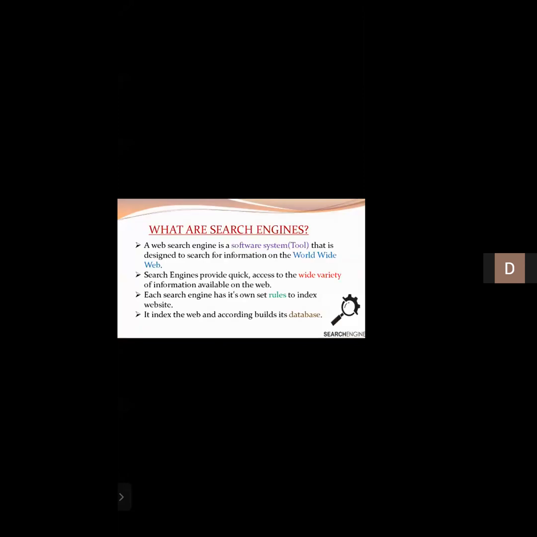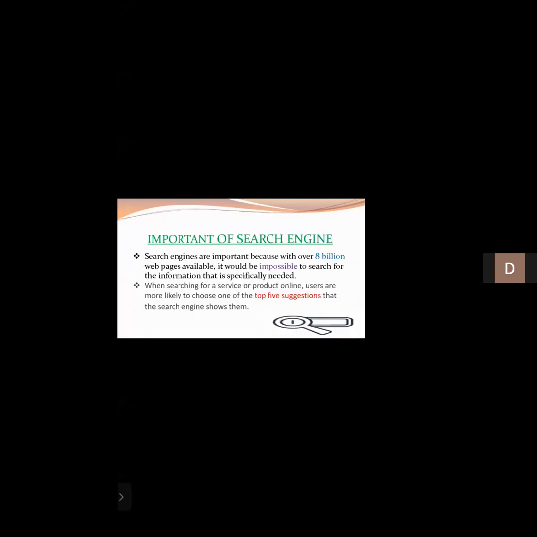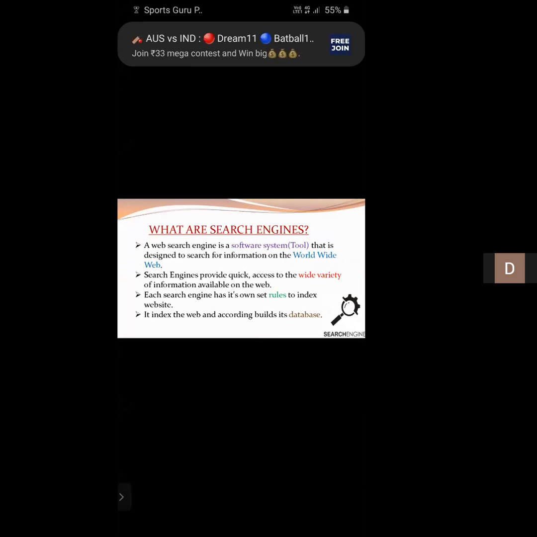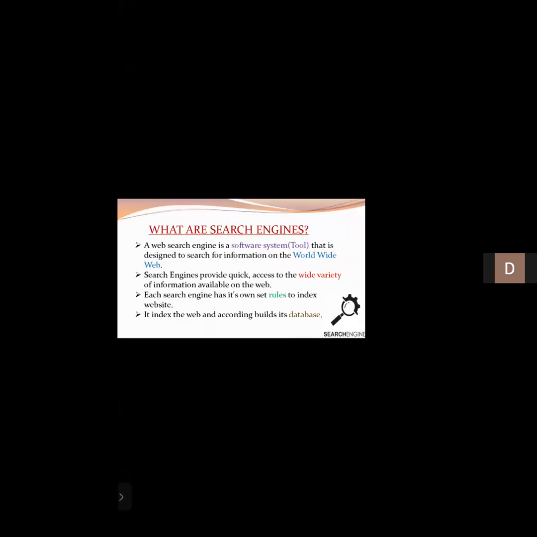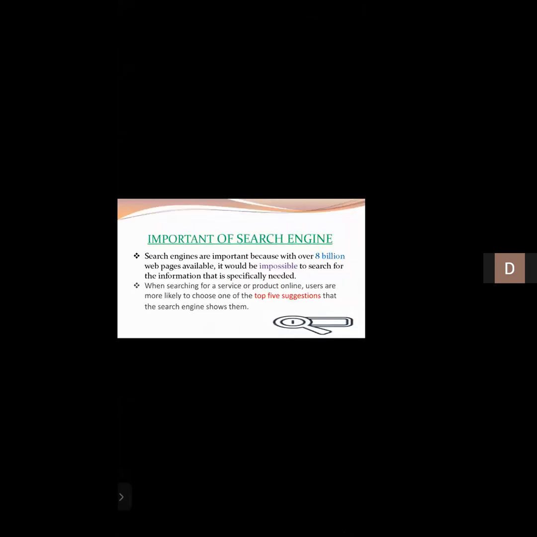What is a search engine? A search engine is basically a software system that is designed to search for information on the World Wide Web. Search engines provide quick access to a wide variety of information. Search engines are important because, with over 8 billion web pages available, it would be impossible to search for the information manually. When searching for a service or product, online users are more likely to choose the top 5 suggestions.